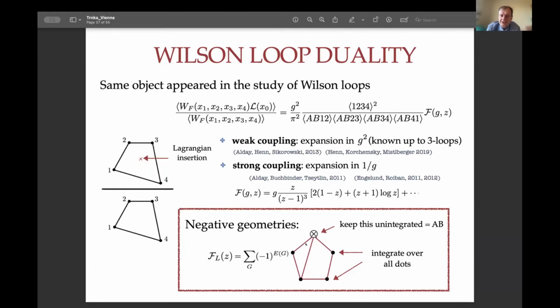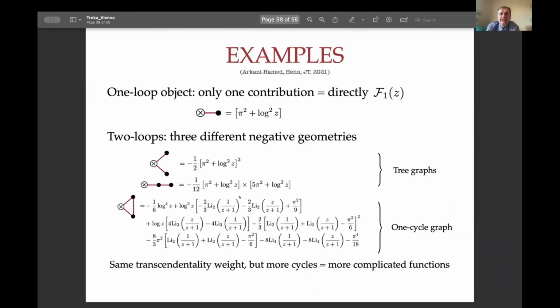So these are the objects that we will now study. They are integrals of the canonical forms for negative geometries, where we integrate over everything except one of the loops. Here are examples of some results. Now the loop order is shifted a little bit, because the integrand here, for example, is a two-loop integrand, but we only integrate over one of the loops. So this is a one-loop object, and you see that the result is extremely simple. It's some log square z plus pi square. Here there is only one contribution, so this is the result for the one-loop f function.